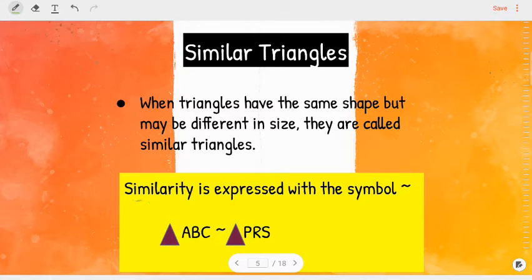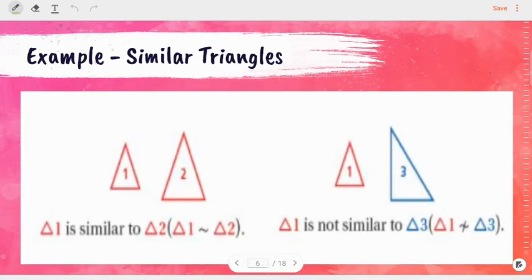And the similarity is expressed with the following symbol called a tilde. And so a statement might say triangle ABC is similar to triangle PRS. And if I were to look at that in a diagram, that would be something like ABC is similar to PRS, where the first letters, second and third, are corresponding.